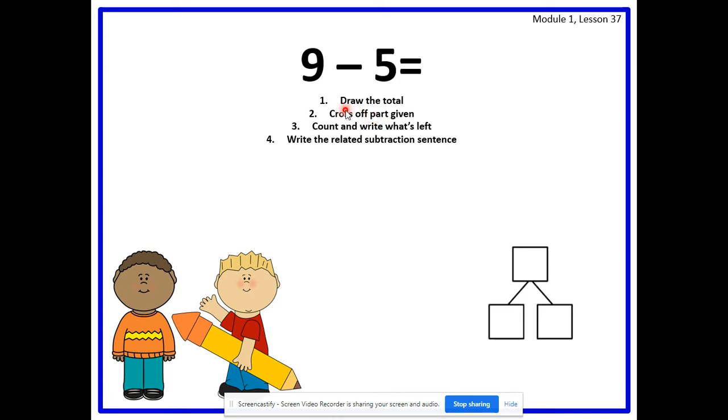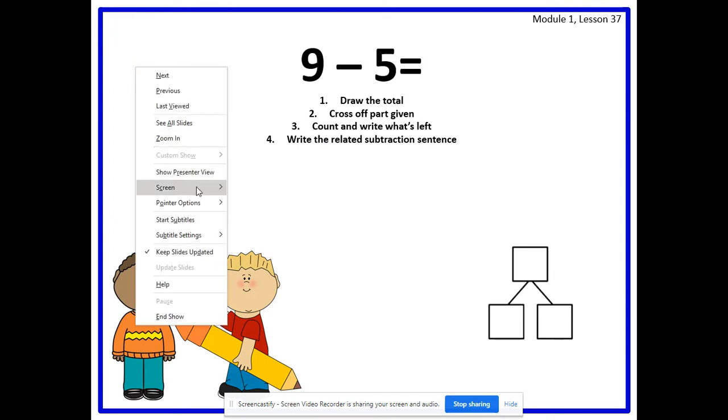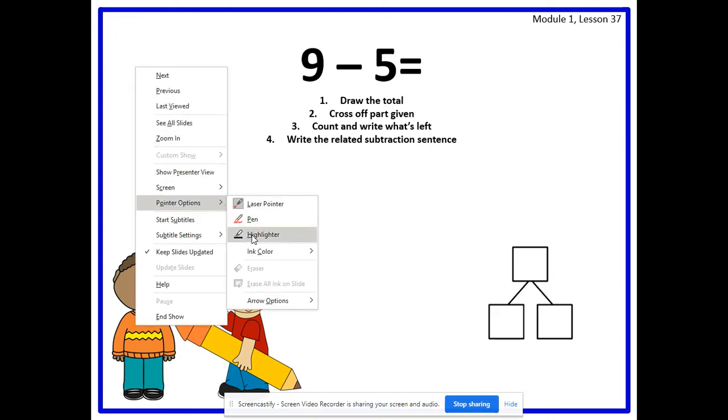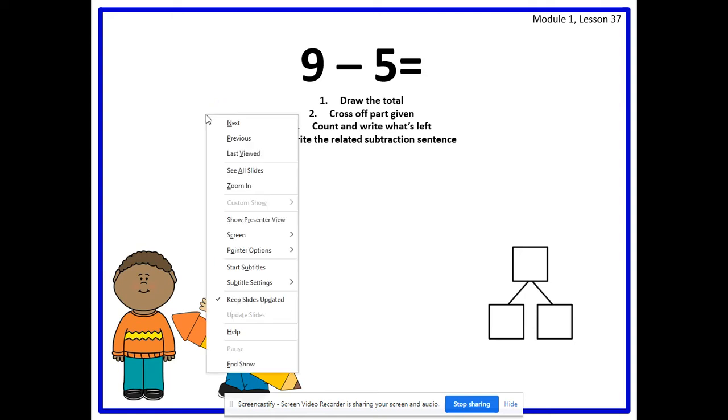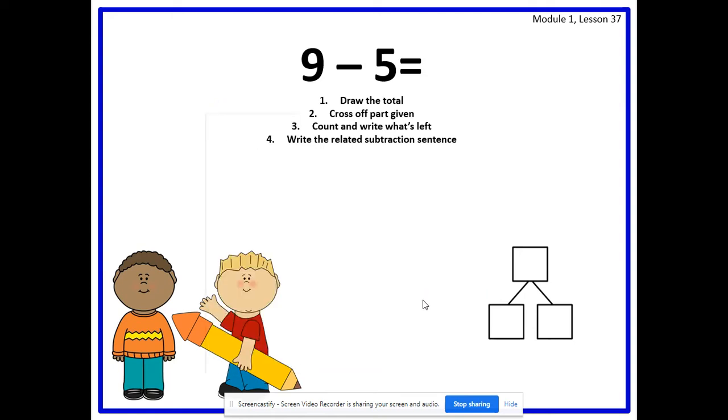First key point. Remember that you can pause the video at any time if you need more time to catch up. First key point says we're going to draw the total. So what is our total, also known as our whole number? Get ready. Yes, 9 is our whole number or total. So we're going to draw it. Let's go ahead and draw 9 in 5 groups.